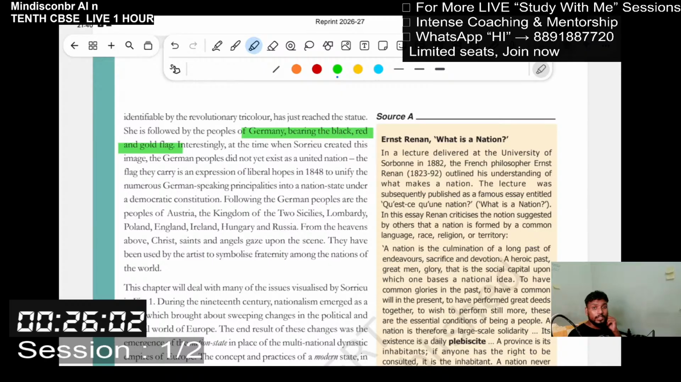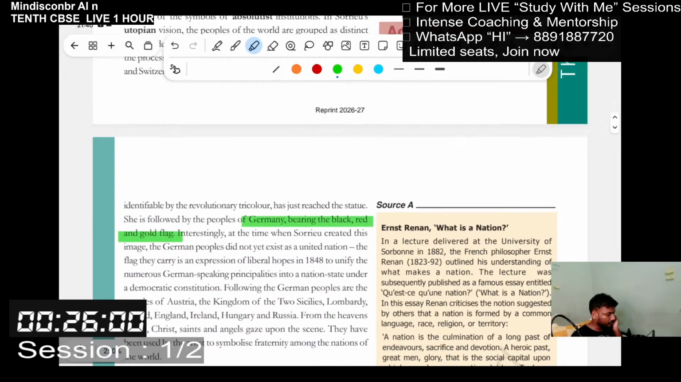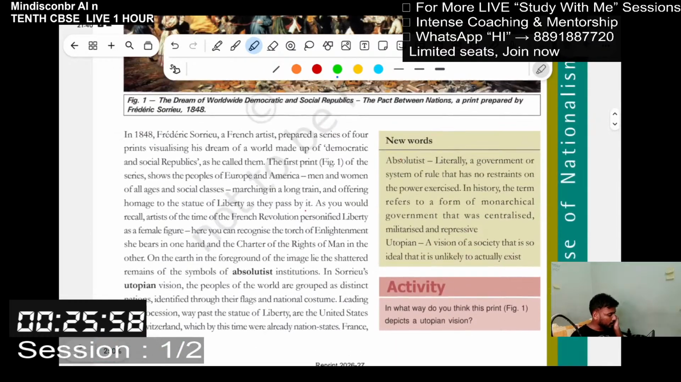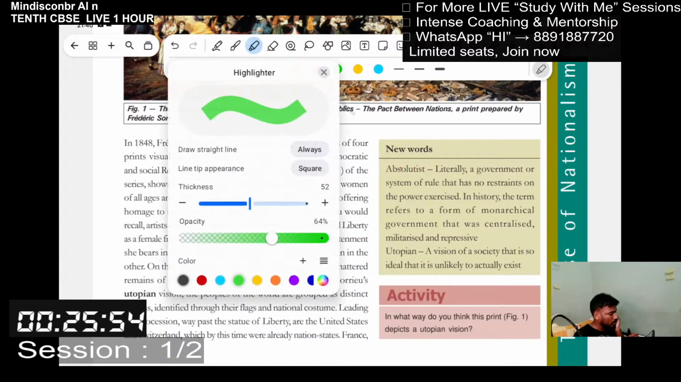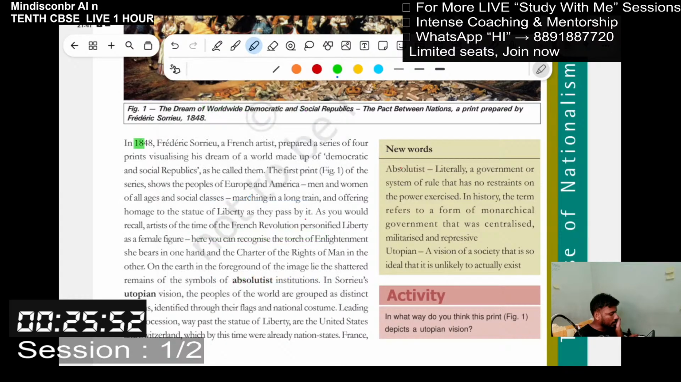Let's read once again this NCERT. In 1848, Frederick Sorrieu, a French artist, prepared a series of 4 prints, visualizing his dream of a world made up of democratic and social republics, as he called them.